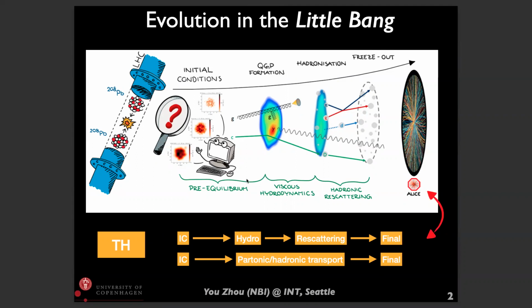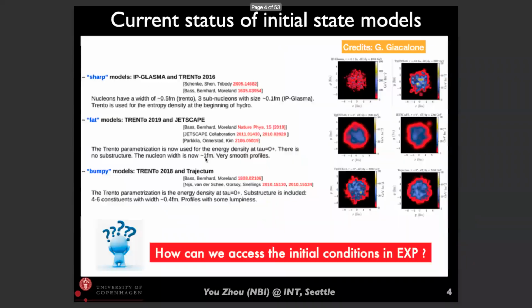But as already shown in this picture, there's a big unknown for the initial conditions, which in fact brings a big uncertainty to the overall study of the quark-gluon plasma. Here I borrowed one of the famous slides from Jonah, which shows the initial entropy distribution from different models. Those are popular initial state models, which have been commonly used in Bayesian analysis, etc. And just judging quickly by eye, you can realize all the distributions are very different. So how can we access such information on the initial condition in experiment?